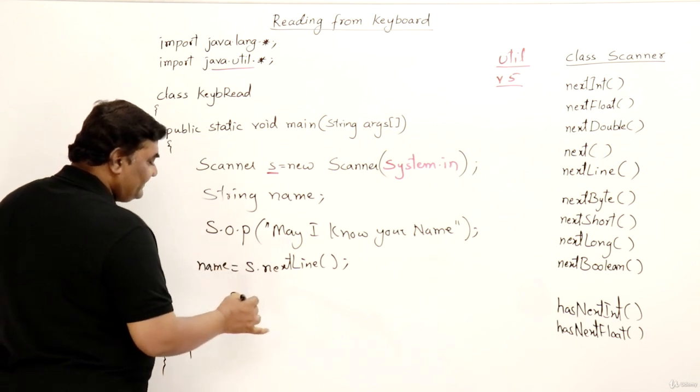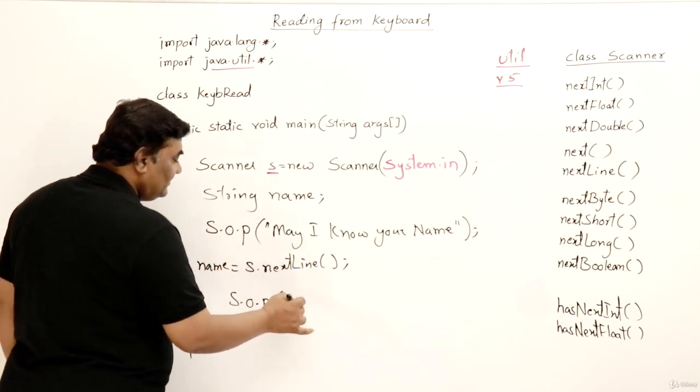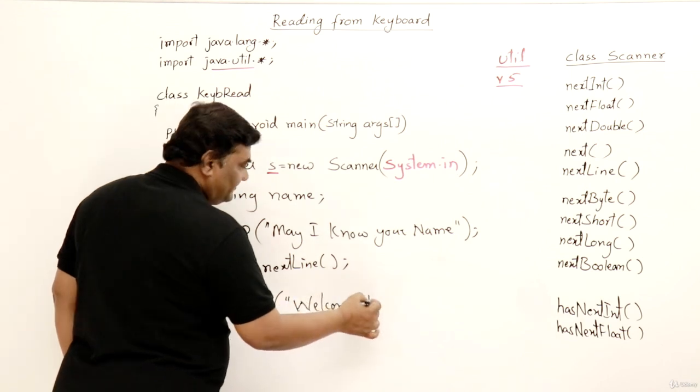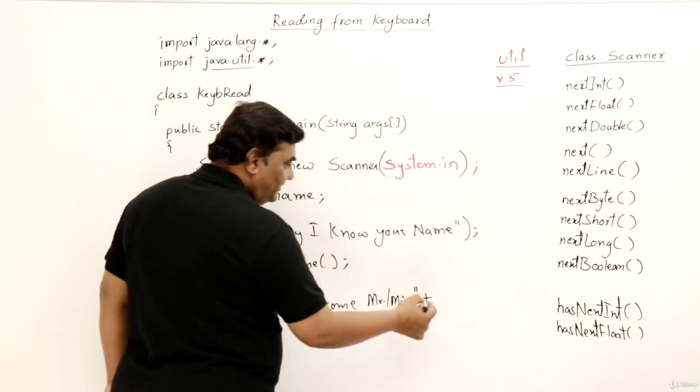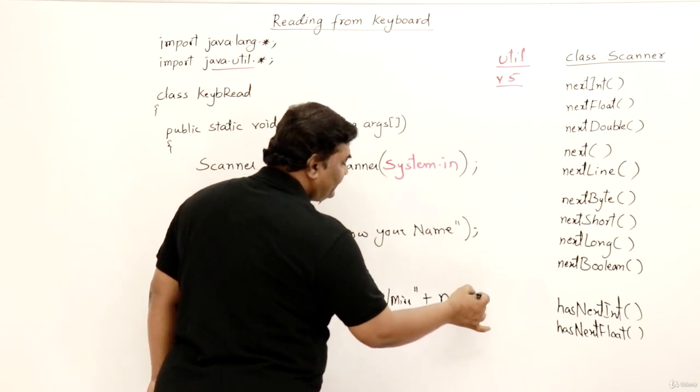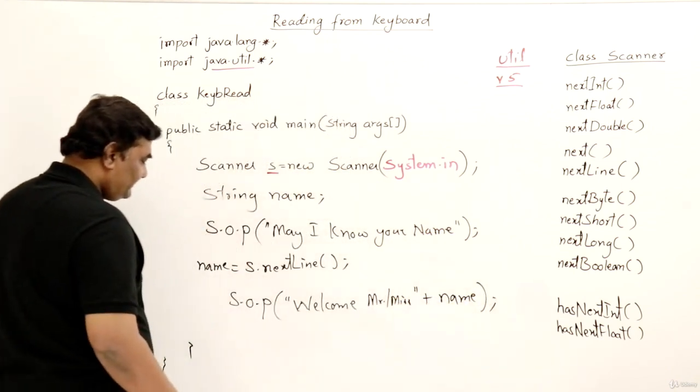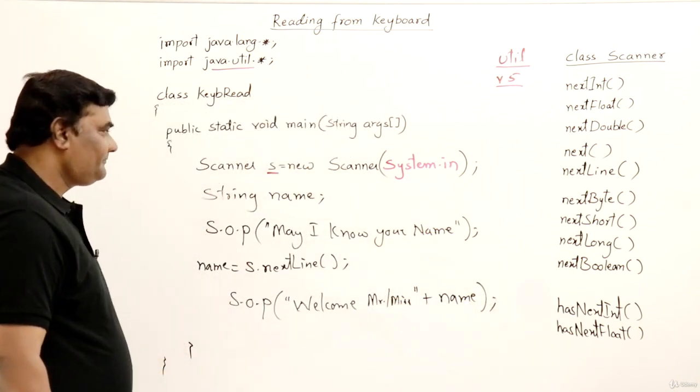Then here give a message, System.out.println, welcome Mr. or Miss, then the name of a person. Concatenate and give the name of a person. That's it. So this is a simple program.